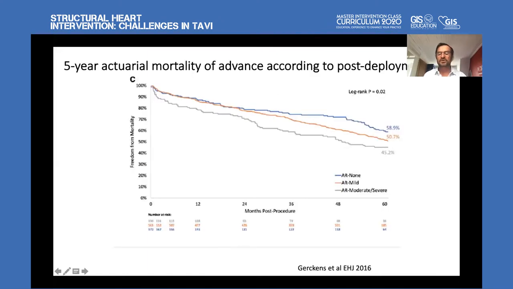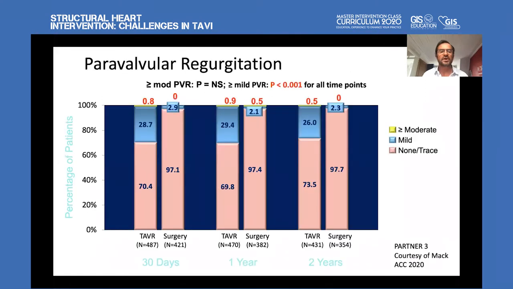Aortic regurgitation, again, at 5 years, you can see in the study of Gerckens in 2016 that there are significantly more deaths with more severe aortic regurgitation. But interestingly, this study presented by Mark IC shows that there is more mild and much less severe aortic regurgitation. So maybe this is because of the improvement of the technology.